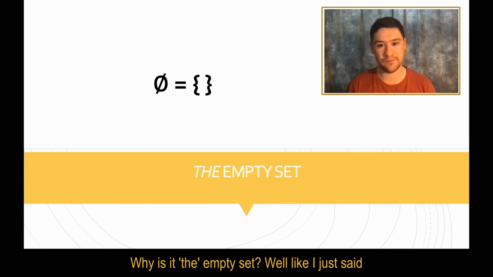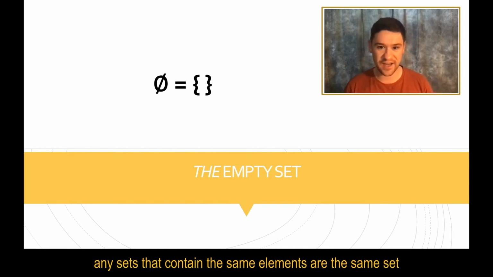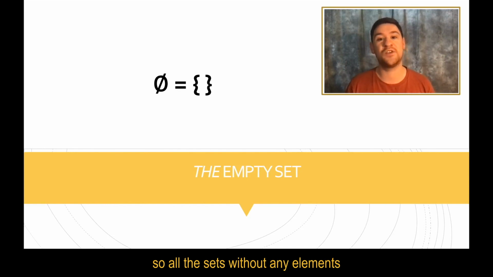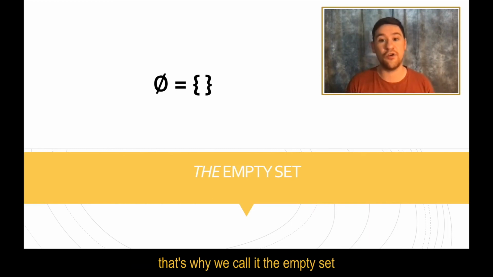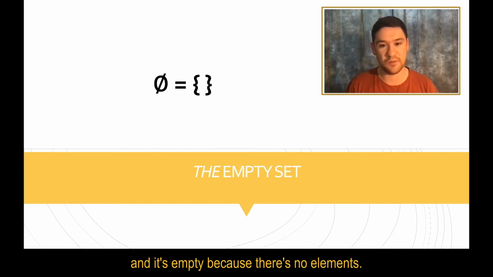Why is it the empty set? Well, like I just said, any sets that contain the same elements are the same set. So all the sets without any elements are all the same set. So there's only one of them. That's why we call it the empty set. And it's empty because there's no elements.